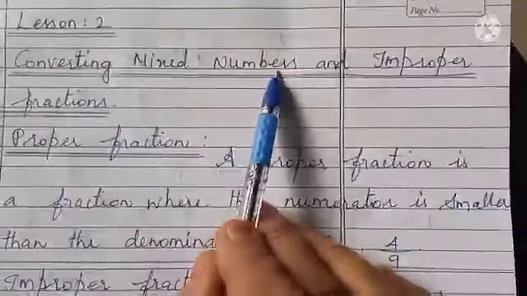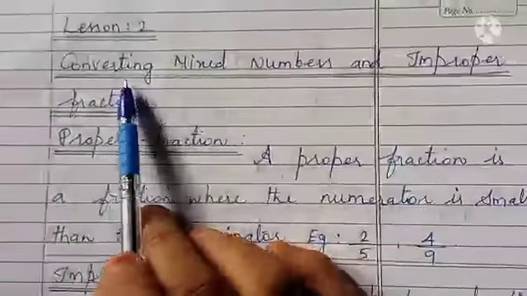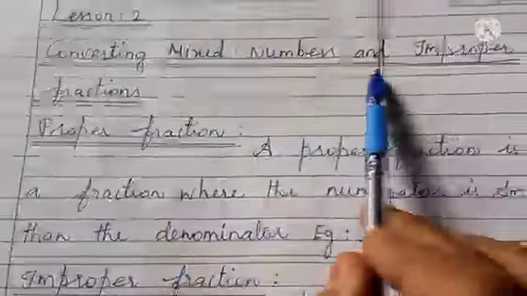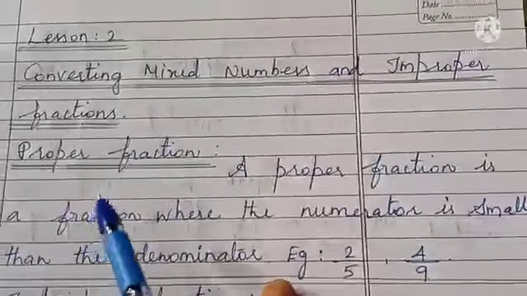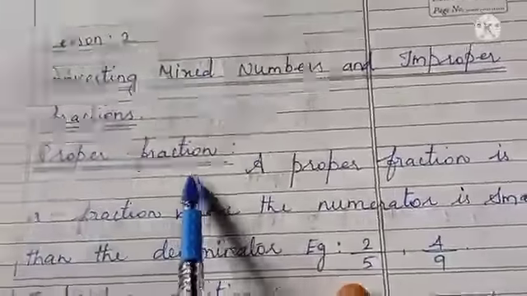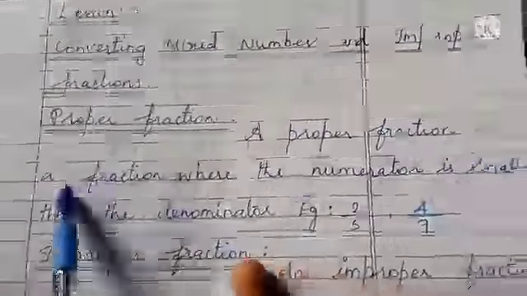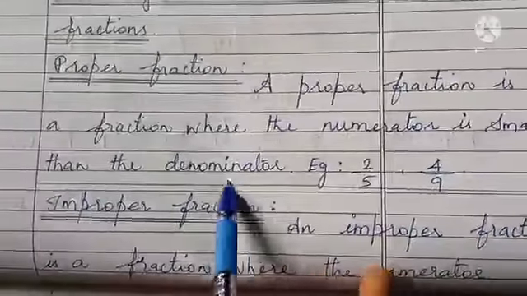Converting mixed fractions, that is, mixed numbers. Numbers is nothing but fraction. Okay. So converting mixed numbers and improper fractions. Before going to this topic, we will see some definitions of the terms. First one, proper fraction. A proper fraction is a fraction where the numerator is smaller than the denominator.